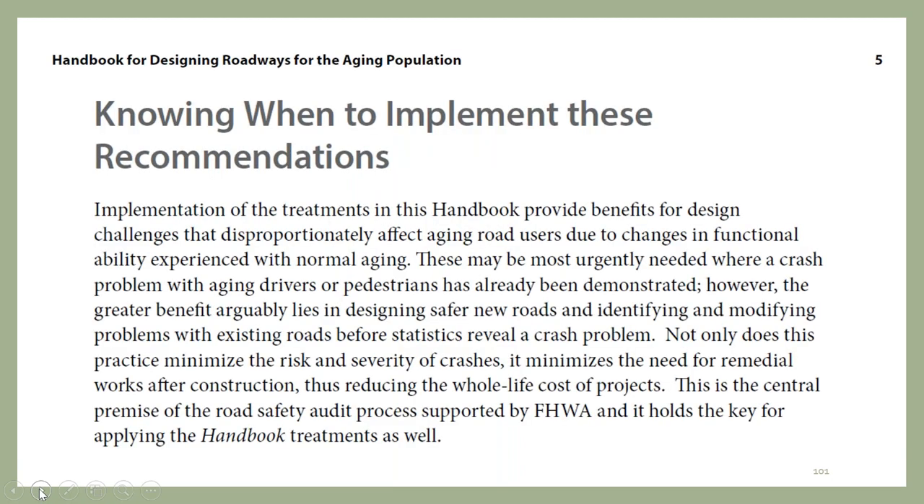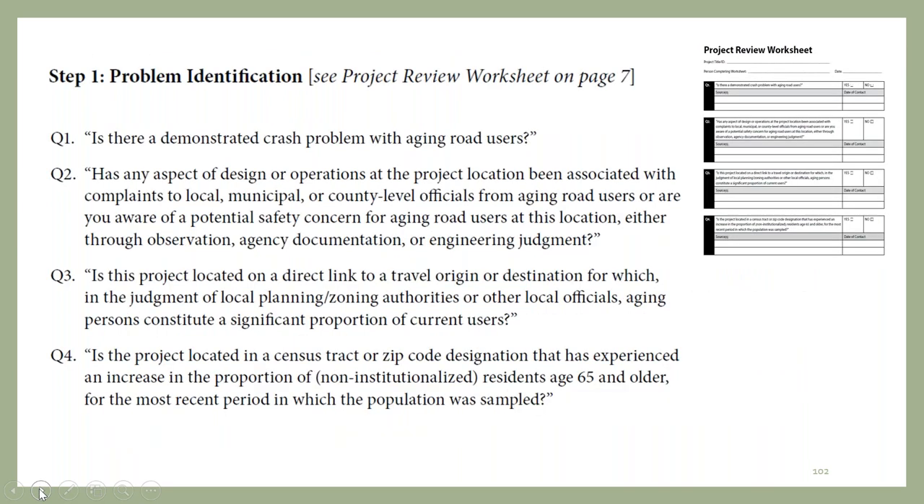So next, I want to talk about when to implement these recommendations. Some of the recommendations are those that could be utilized broadly, say applied systemically, but many are not. Many are things that you probably would not want to implement system-wide, and so knowing when to implement is important. So the handbook does give some advice. It does give some guidance on when to consider these recommendations. It starts with a process of looking at the location or the context of whether it's an intersection or a roadway segment.